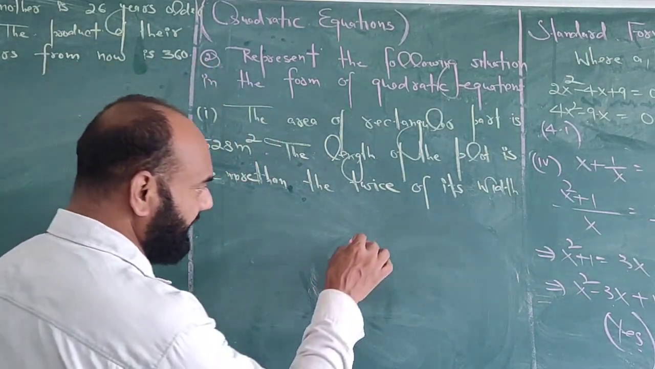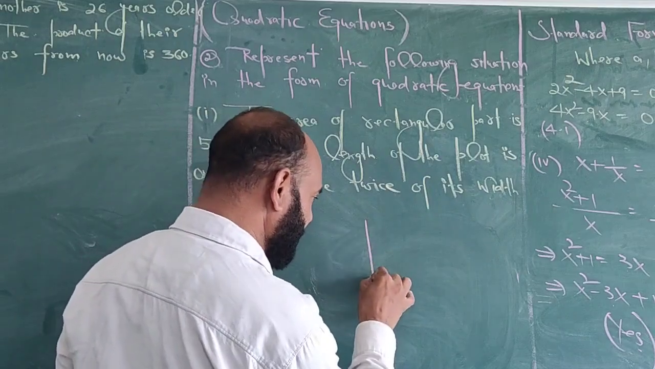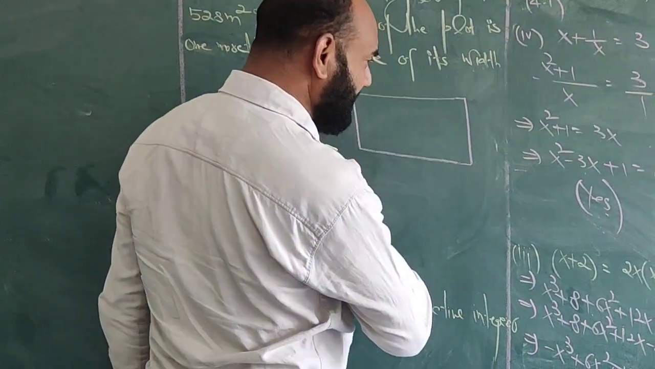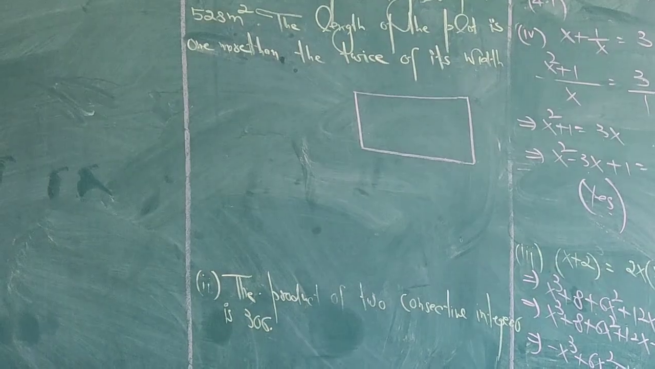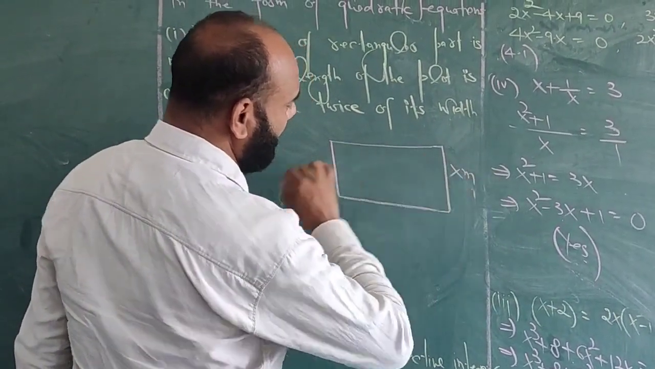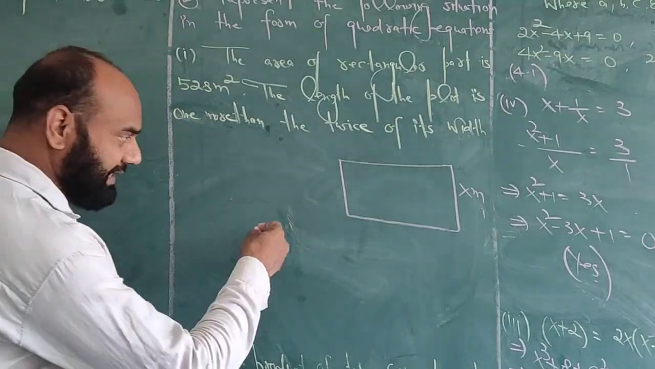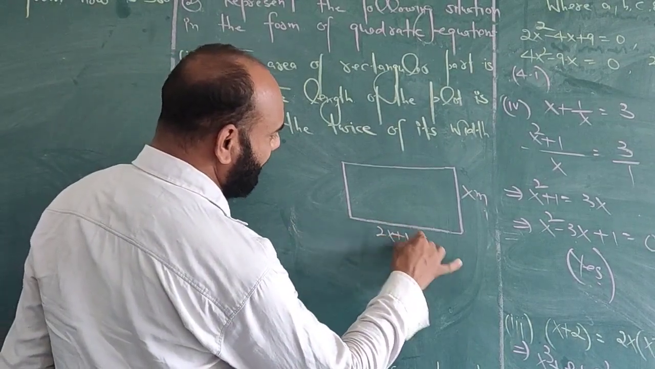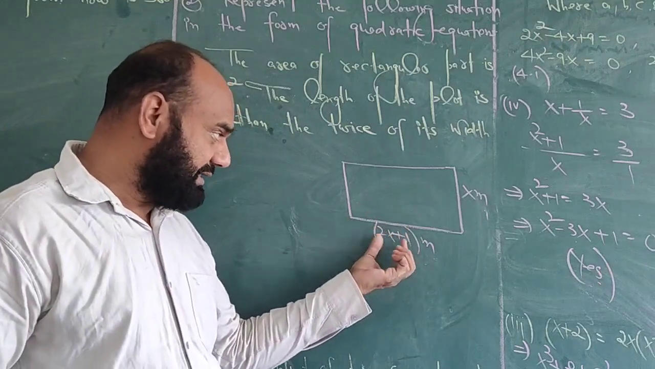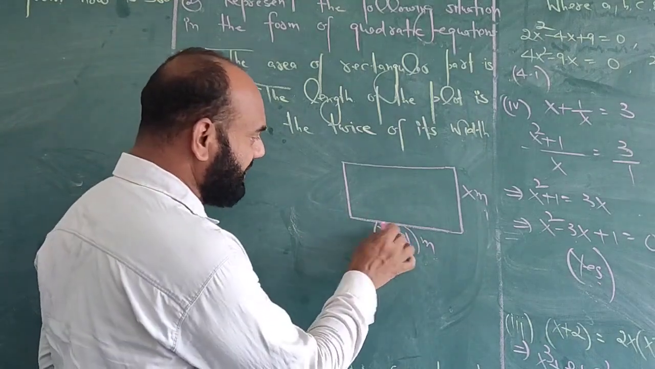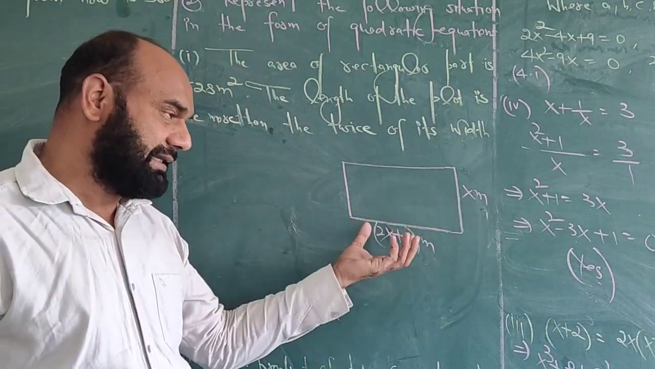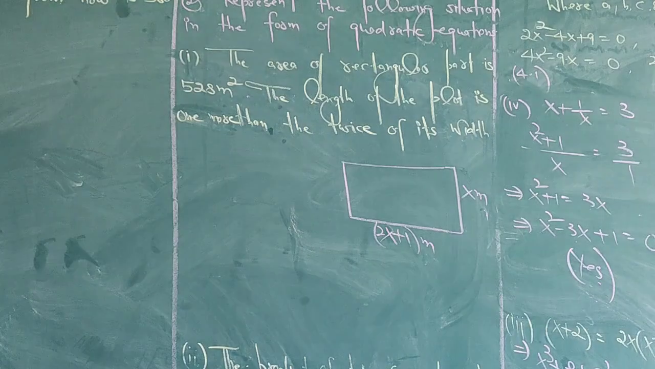So first of all we make a rectangle. According to the condition, it is given that the length of the rectangle is 1 more than twice its width. So when we suppose the width of the rectangular plot is x meter, then its length must be 2x plus 1 meter, because it is given that the length of the plot is 1 more than twice its width.